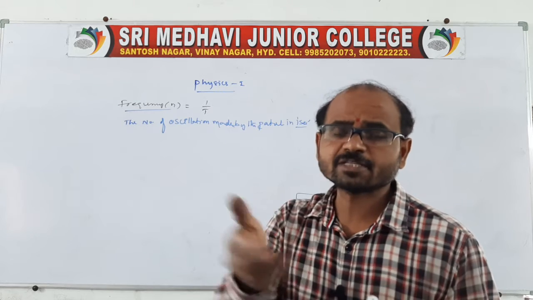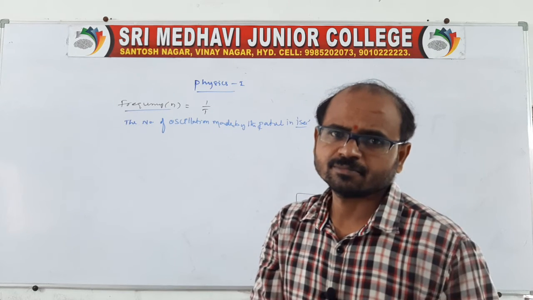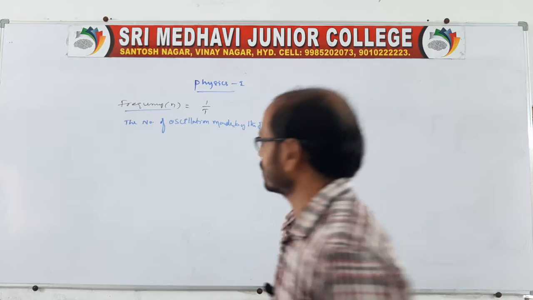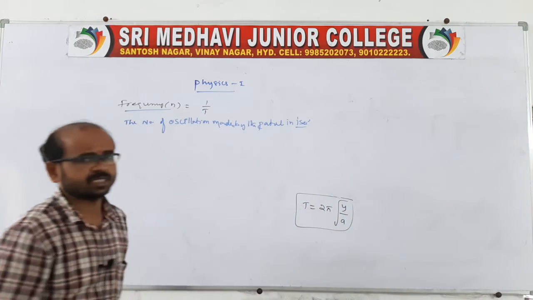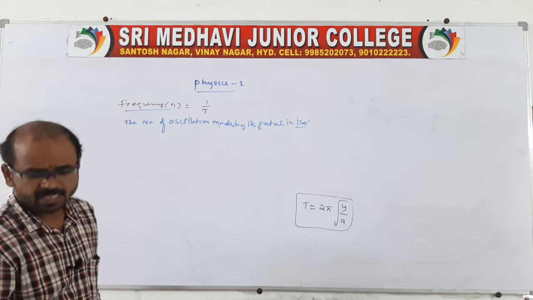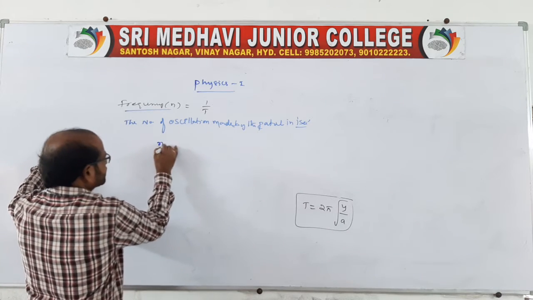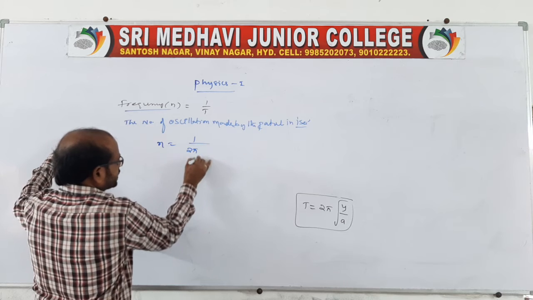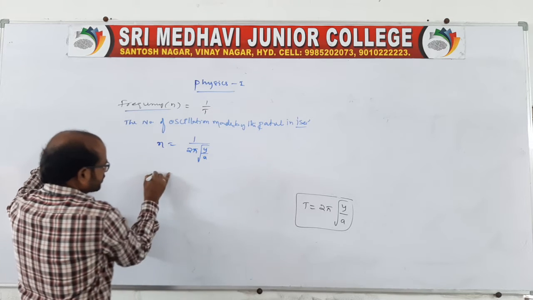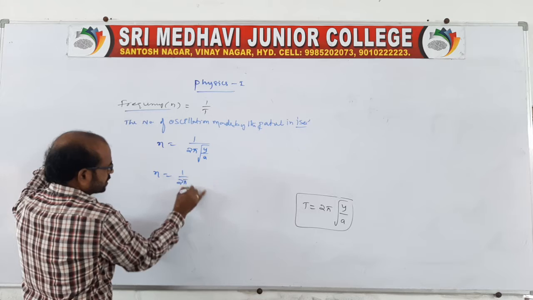In 1 second, if it is making more oscillations, that's what we call frequency. Frequency is 1 by time period. So here, we know the time period formula, then frequency is equal to 1 by 2 pi into root over a by y.